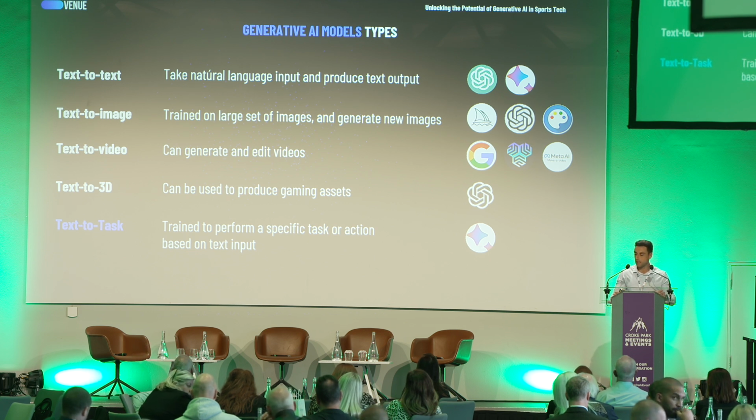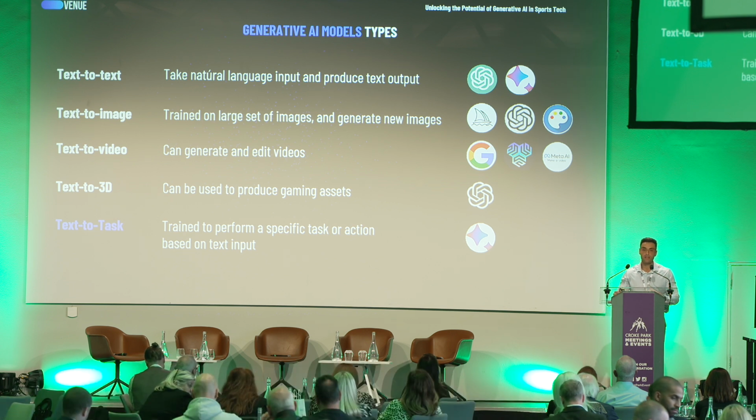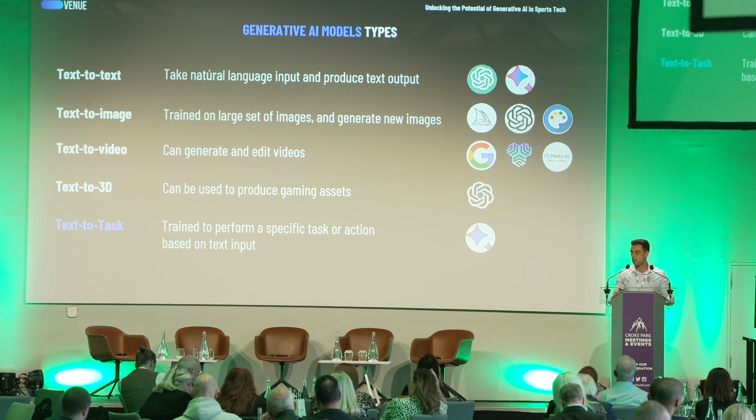So in text-to-text, you have the Google Bard, the ChatGPT, but you have generative AI softwares for text-to-image, text-to-video, text-to-3D, or text-to-task. So I have just added some logos here that I'm pretty sure that you are familiar with.